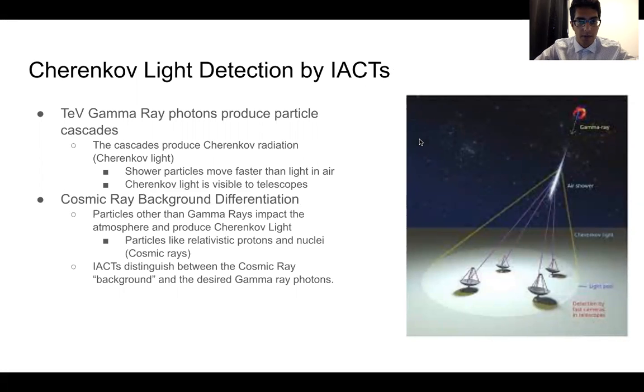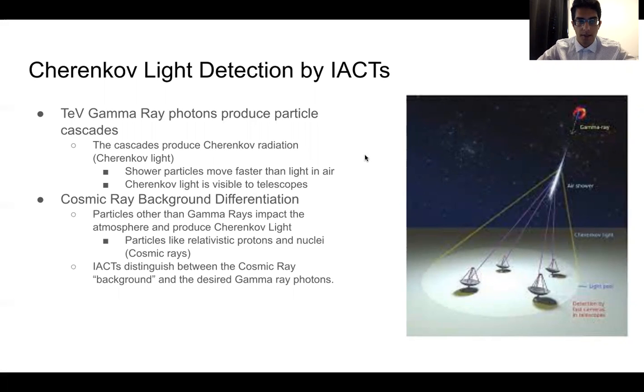So TeV gamma ray photons, or just essentially very high energy gamma ray photons, produce particle cascades when they impact the atmosphere. And these cascades produce, in turn, Cherenkov radiation, or Cherenkov light. And this Cherenkov light is basically produced when shower particles move faster than light can in air. And Cherenkov light is visible to the telescopes that we were talking about earlier, the ground-based imaging atmospheric Cherenkov telescopes.